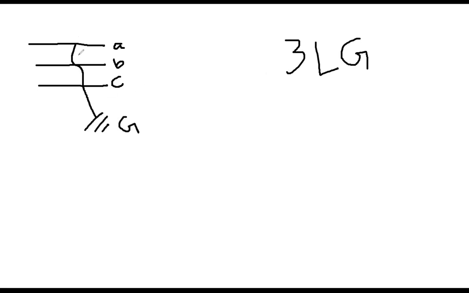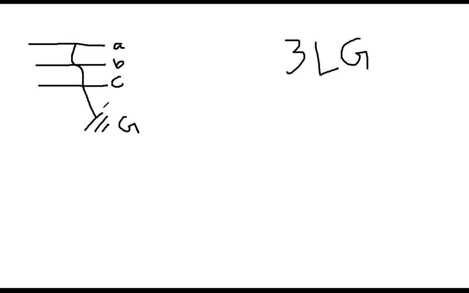So what is happening? All 3 phases somehow got short-circuited. It could be on the transmission line or distribution line. If you have a 3-phase load, it might be at your home or in industry. 3-phase shorted and then ground. So mainly this happens on the distribution and transmission line. This one is called a 3LG fault because it involves all 3 phases.